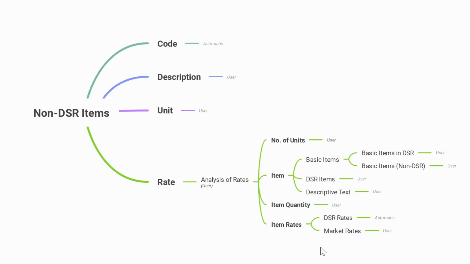or the DSR items. All in all, a DSR item and by comparison, a non-DSR item is dependent upon the code, description, unit, and rate. Rate in turn is dependent upon the number of units, the different items, be it basic, DSR, or descriptive, the item quantities, and the item rates, be it DSR or the market rate. Costimator takes all this concept and brings it to a place where you can easily provide each of this without having to deal with the internal formula. So all you have to do is provide the values wherever necessary, and Costimator does the rest of it. So this is all about the concept of how a non-DSR item or in fact a DSR item is created.